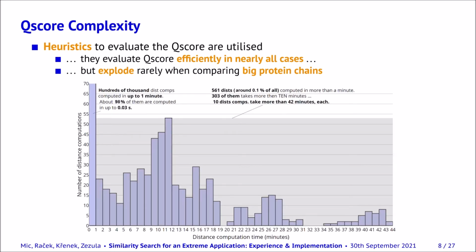This plot depicts the times of the most expensive Q-score evaluations which we have observed. While 98% of the Q-scores are computed up to 30 milliseconds, we observed about 1 per mil of Q-score computations that are evaluated in more than a minute each. The x-axis of this histogram depicts the time of a Q-score computation with the width of the bar 1 minute. 303 Q-scores, that is half of the per mil, took more than 10 minutes each. 10 Q-scores were evaluated in more than 42 minutes each.